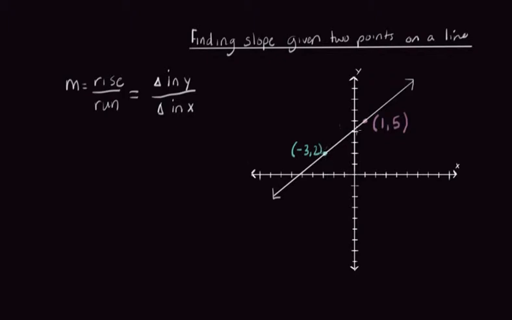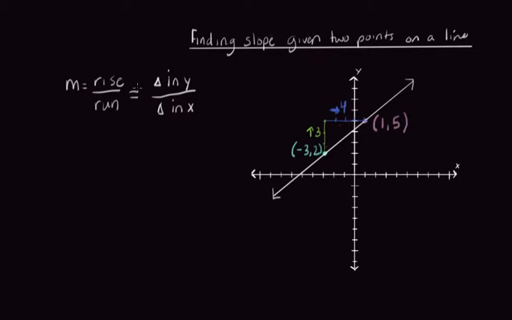So let's start at this point and we want to go over to this point. So the rise is how much we go up. So let's go ahead and do that. So we went up 1, 2, 3 units up. So I went up 3 units, right? And then I'm going to the right 1, 2, 3, 4 units to the right. So I'm going to the right 4 units.